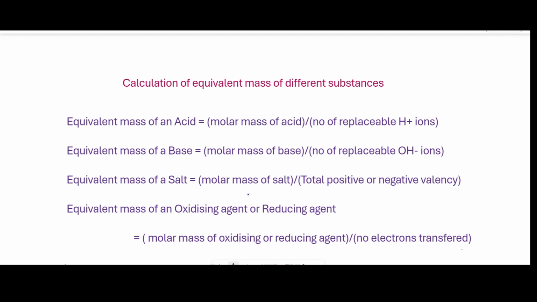We'll check out so many examples, don't worry. Equivalent mass of an oxidizing agent or reducing agent: molar mass of the oxidizing agent or reducing agent divided by number of electrons transferred. In redox reactions, what will happen? Oxidation or reduction, right? If it is oxidation, it loses electrons. If it is reduction, it gains electrons. So focus on that number of electrons transferred during the reaction.